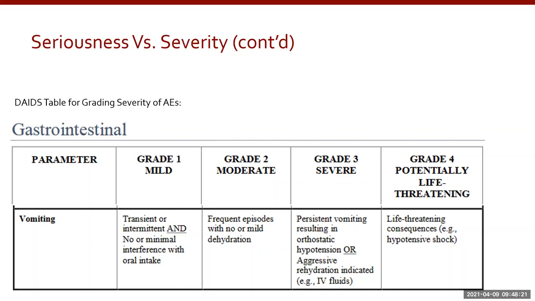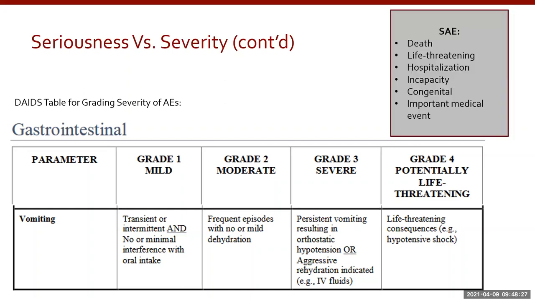Severity can be used as a quantitative guide for the determination of seriousness. For example, if I'm just putting the SAEs as a reminder, you can see that a protocol can say, if a grade 3 severe vomiting, because it requires aggressive rehydration, qualifies as an other important medical event. And of course, the grade 4, potentially life-threatening, is also life-threatening. So a protocol can say grades 3 and 4 of vomiting are serious. And that can make your life a little easier with the determination of seriousness.